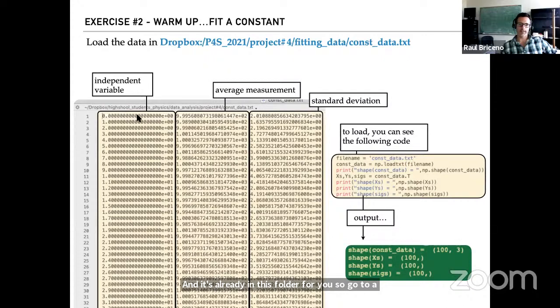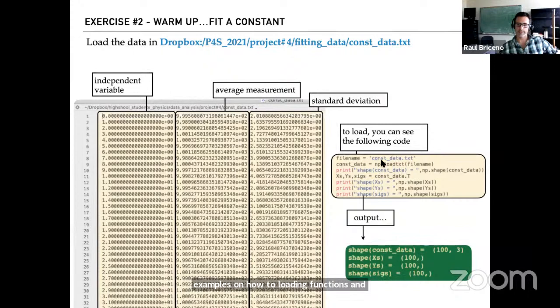And what you'll see is data that looks like this. There's going to be some independent variable column, there's going to be the average dependent variable, and there's going to be some standard deviation. I just generated it, okay? It's just some numbers. And what you need to do is load up the data, right? Using whatever functions you want. I gave you some simple examples of loading functions.